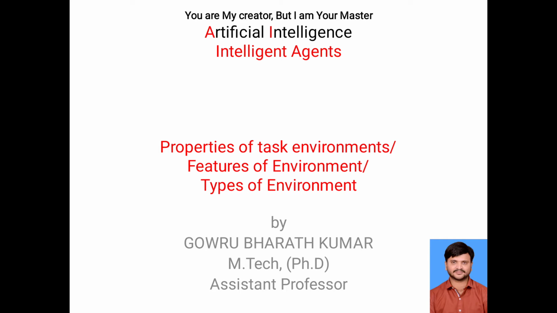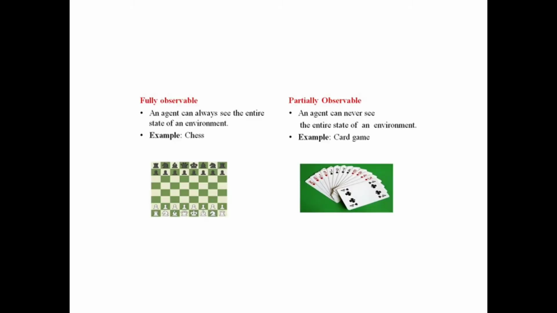The first property is fully observable versus partially observable. This property is related to the observation. In the fully observable case, we will consider the example of a chess game. In this, an agent can always see the entire state of an environment. So in the fully observable, the agent observes everything, always seeing the entire state of the environment. That's why we consider the chess game.